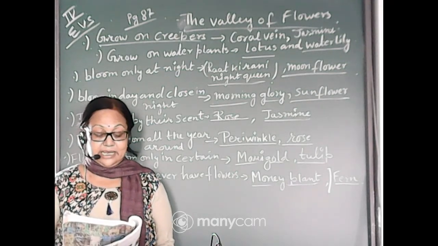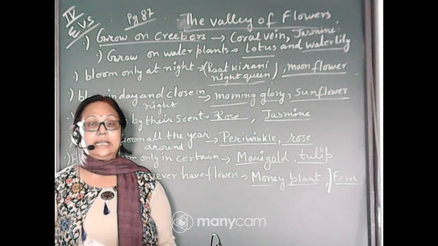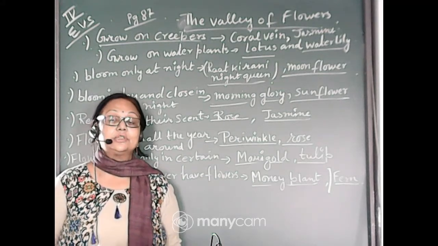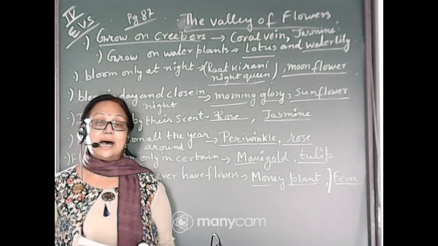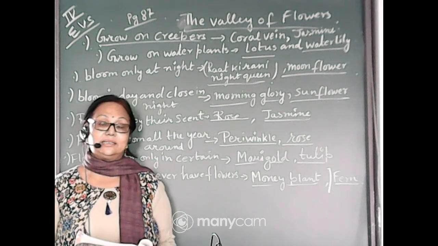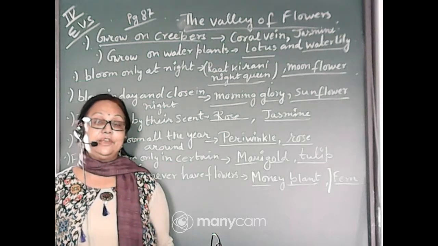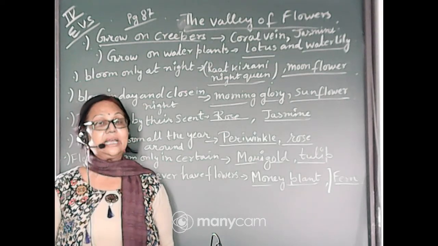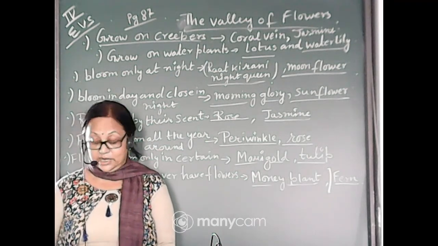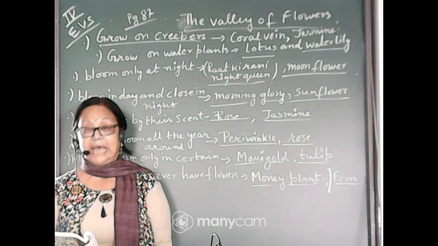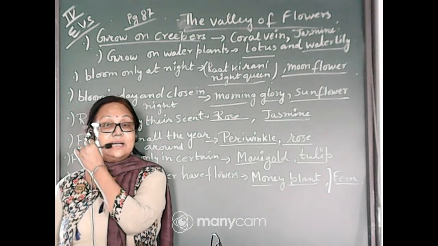Okay. The next one is which flowers bloom all the year round? Periwinkle, or in Hindi we can say sadabahar. Okay, so the sadabahar, bougainvillea or periwinkle, and then rose. We can see that all through the year they bloom, isn't it? Now, which flowers bloom only in certain months? We know a few flowers which bloom only in certain months. Marigold is there. Write down marigold, M-A-R-I-G-O-L-D, and tulip flowers which bloom only in certain months.